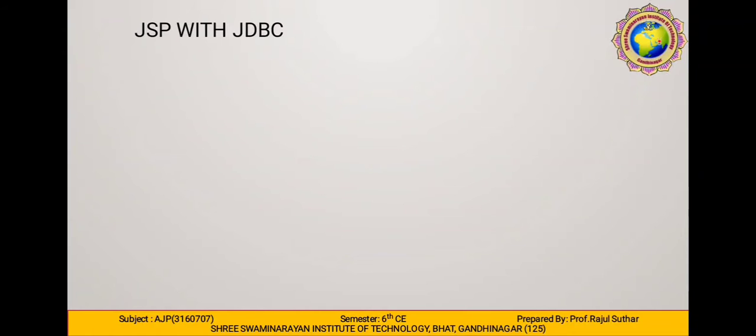In the fourth unit of Advanced Java Programming, the unit is Java Server Page. Previously we have discussed some methods of Java Server Page and action tags. In this session we will discuss how to connect with a database, that is, JSP database access.